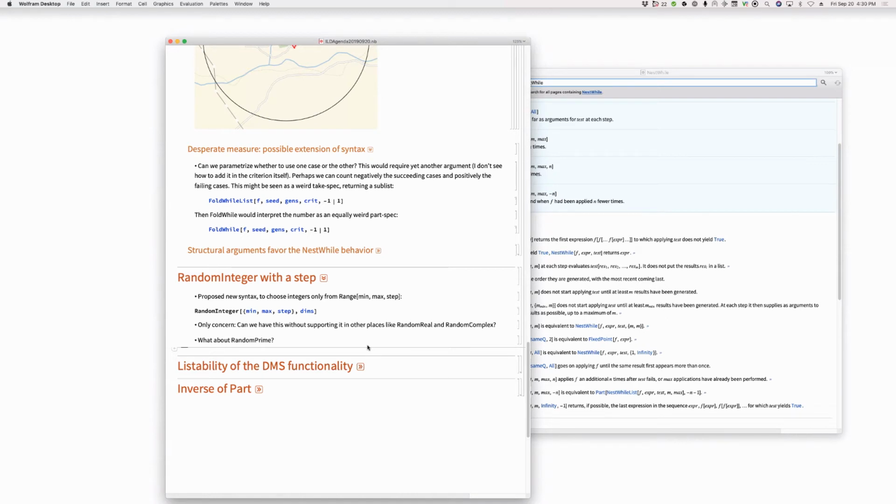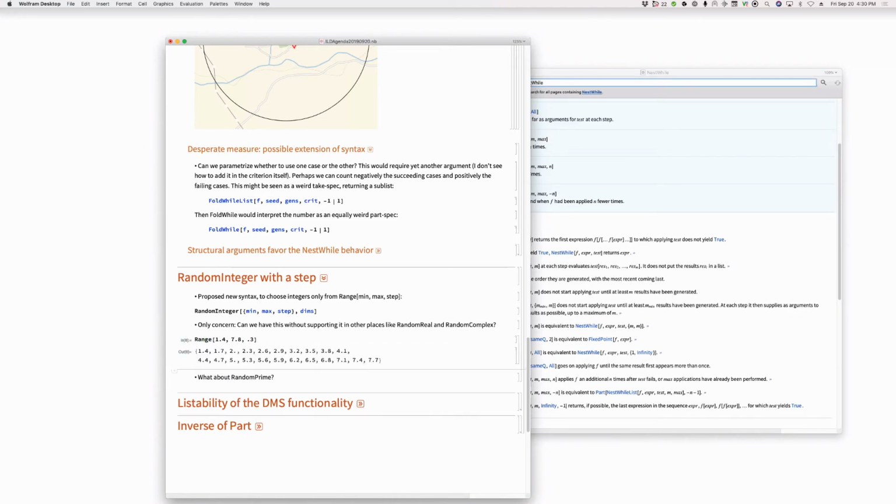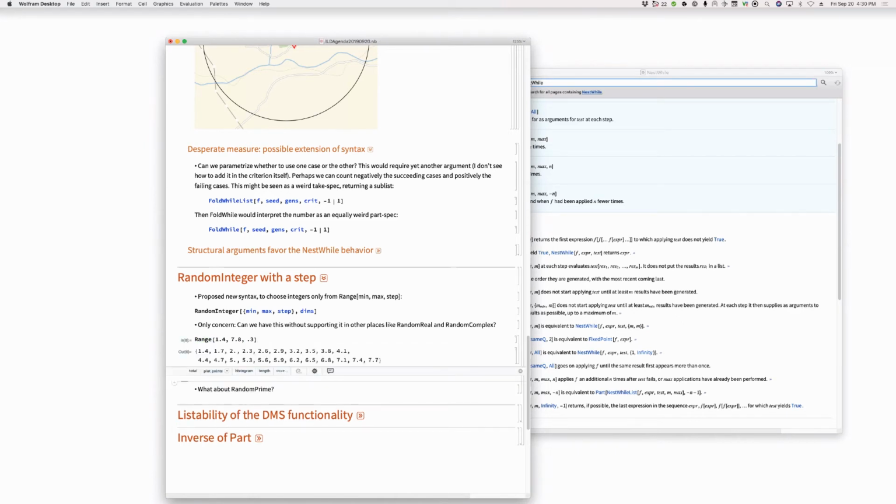No, but why would we worry about that? I mean, why wouldn't it work in the continuous case? This is equivalent to saying random choice of, it's basically range, 1.4, 7.8 in steps of 0.3, and then it's a random choice of those. I don't see why that wouldn't work.